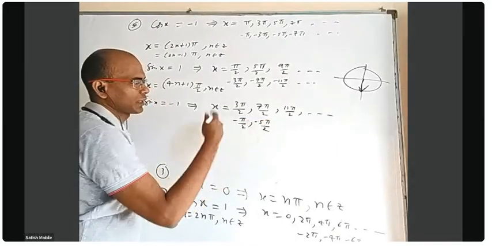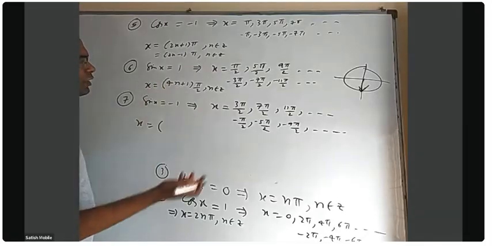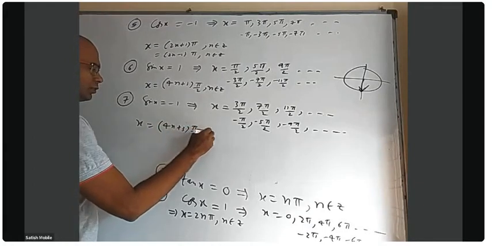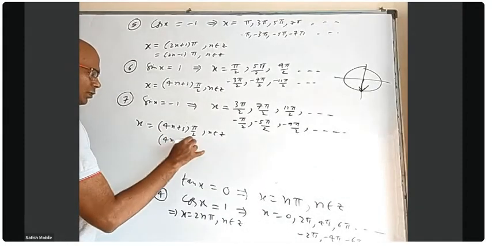Put on the negative side: minus 5 pi by 2. Next negative, we have to subtract 2 pi. Again subtract 2 pi, minus 9 pi by 2. So in general, you can write (4n plus 3) into pi by 2, or you can write (4n minus 1) into pi by 2. Anything is okay.